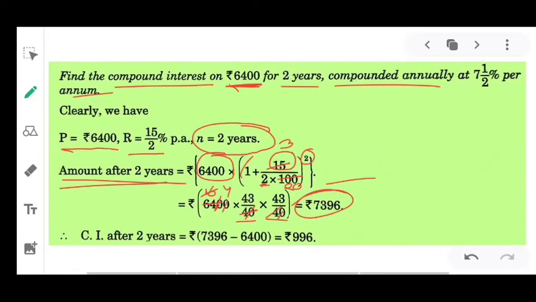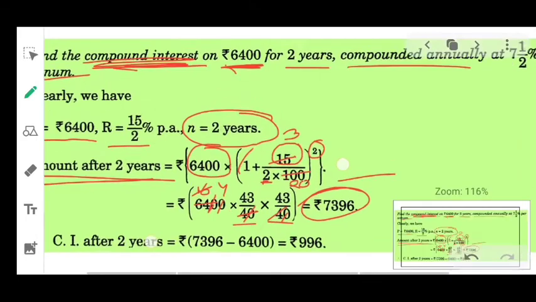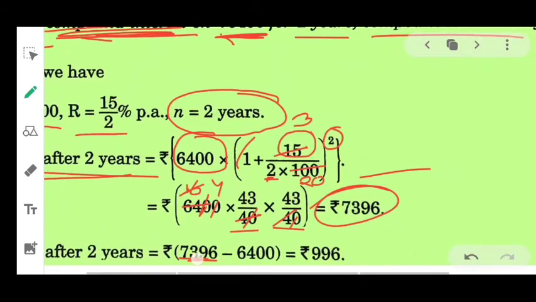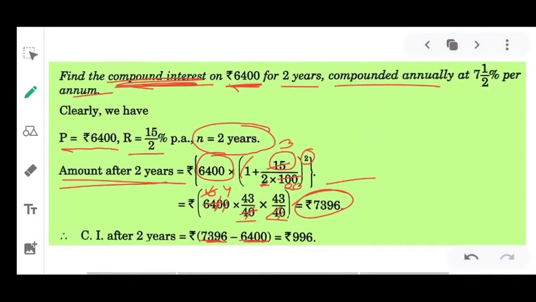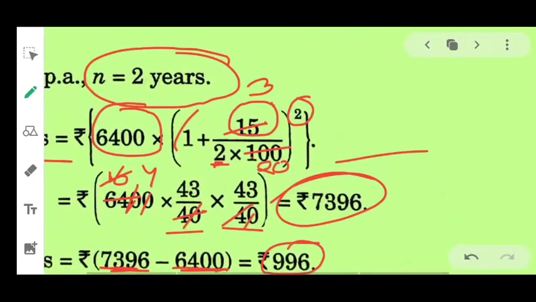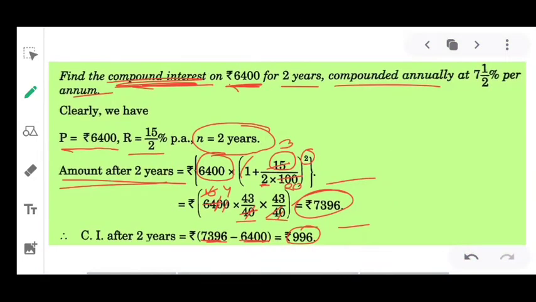But here you have to find out the compound interest. So the formula is amount minus principal. So 7396 minus 6400, that will be 996. That is the compound interest.